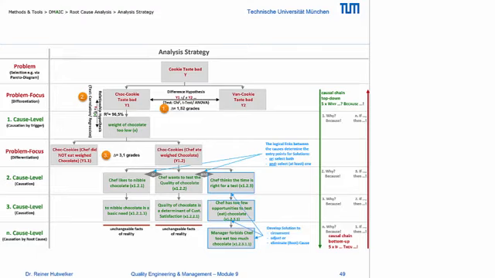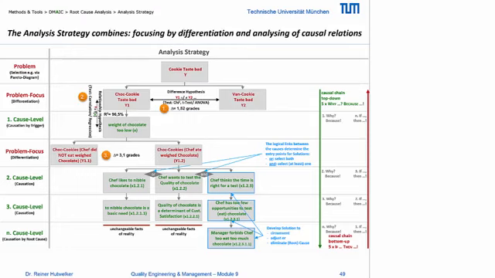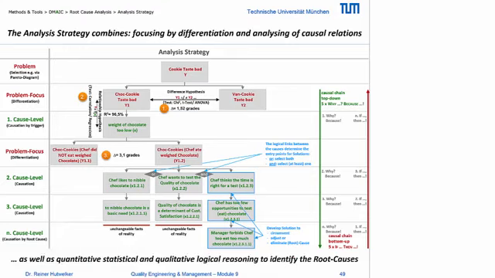The real root causes, the things that in fact happened, play a major role in the root cause analysis. They are the anchor points for solutions. The task in the following improve phase will be to either eliminate, adjust or circumvent them, sometimes also by turning them upside down. Please note that the presented analysis strategy combines focusing by differentiation and analyzing of causal relations, as well as quantitative statistical and qualitative logical reasoning to identify the root causes.